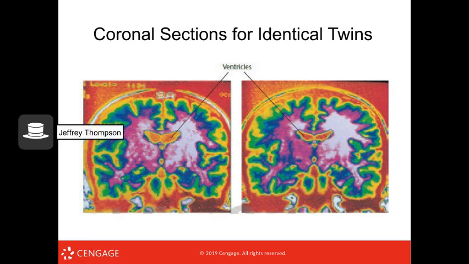So here we have two identical twins. Looking at the ventricles, can you see which twin has schizophrenia? No, I'm just kidding. It's not this one. It's this one. You can see that the larger ventricles are right there in comparison to these right here. So that is one of the things that you'll see in schizophrenia.